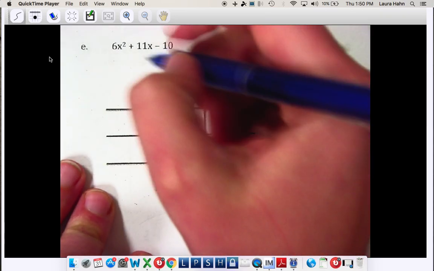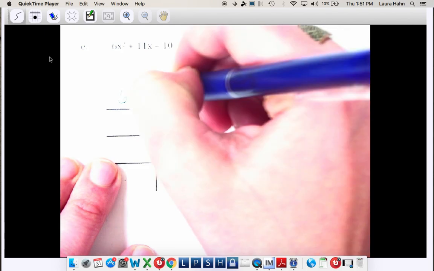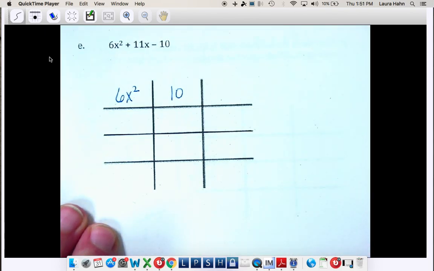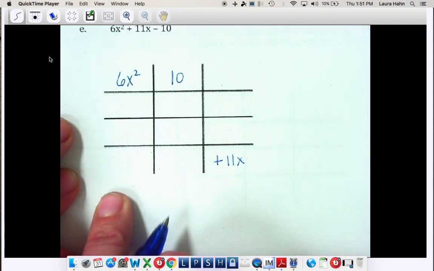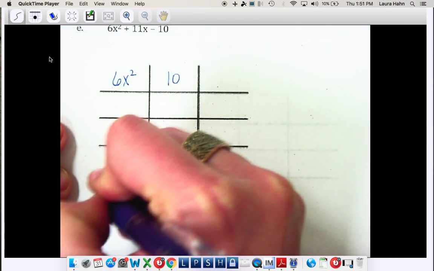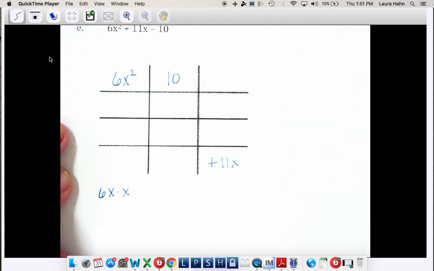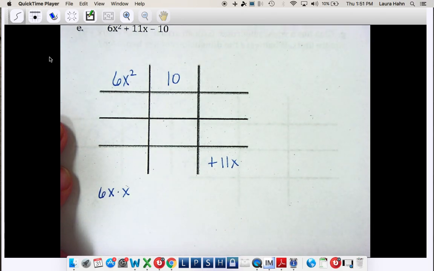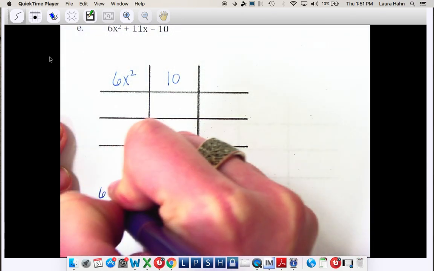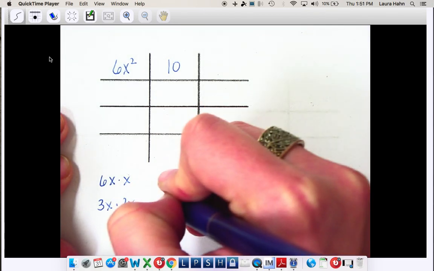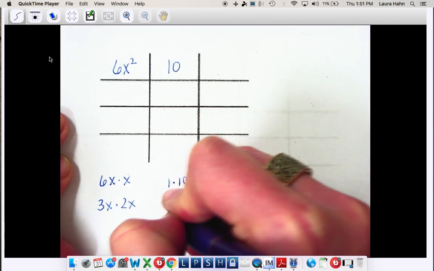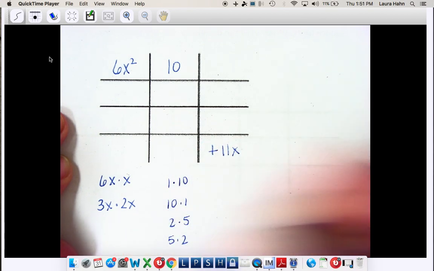All right. 6x squared, first term in the first box, last in the box beside it. My middle term goes here, including the sign, so plus 11x. Okay, so on this first one, my factors of 6x squared. 6x times x. Well, this is the first time that we have more than one option that would work. What about 3x times 2x? Remember, on this one, the first one you don't have to worry about writing them vice versa. It's only on this second one. All right, my factors of 10 are 1 times 10, 10 times 1, 2 times 5, 5 times 2, and that's it.